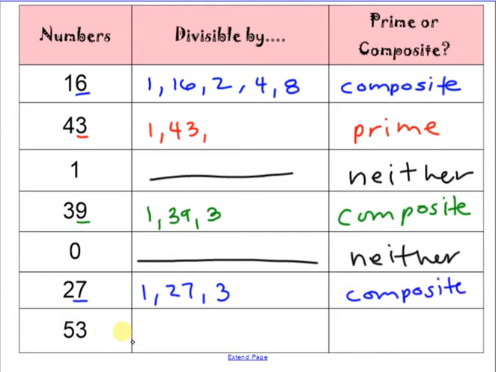All right, 53, so 1 goes into 53, 53 goes into 53, 2 will not work, 3 will not work because 5 plus 3 is 8, 4 will not work, 5 will not work, 6 won't work because 2 and 3 don't work, 9 will not work because 5 plus 3 is 8 and 9 does not go into 8 evenly, and 10 will not work. So we're going to go ahead and label this as prime.